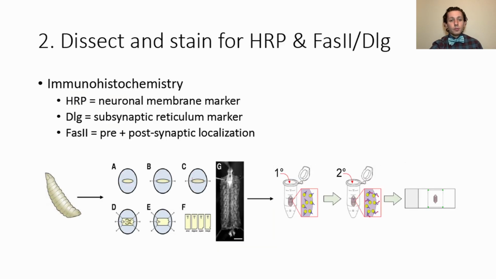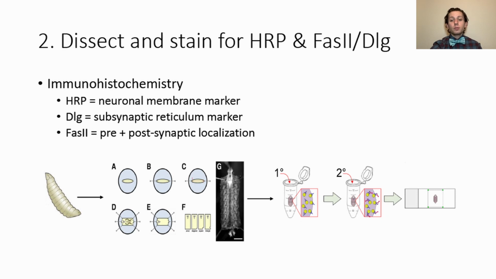After acquiring the Fas2 delta 3 larvae, I went on to dissect them to expose their body wall muscles and stain for HRP and Fas2 or HRP and DLG at the larval NMJs. With this, I performed immunohistochemistry staining and used staining for the following proteins.